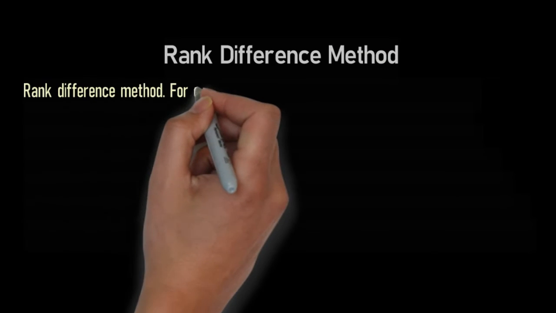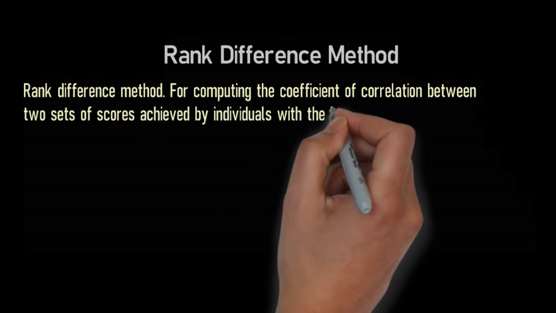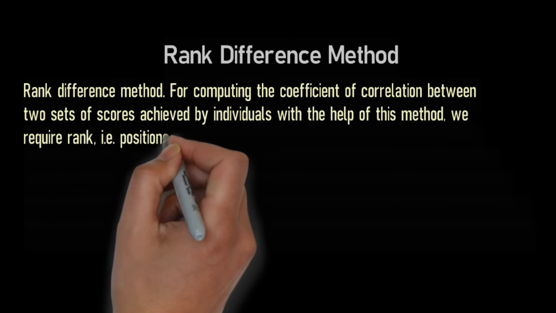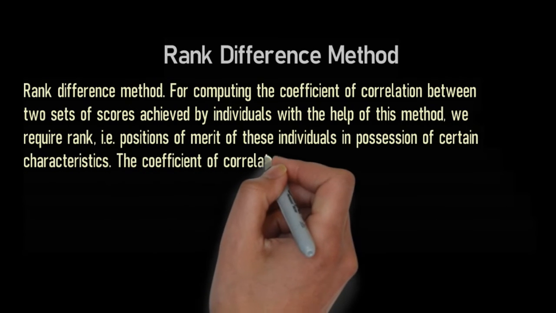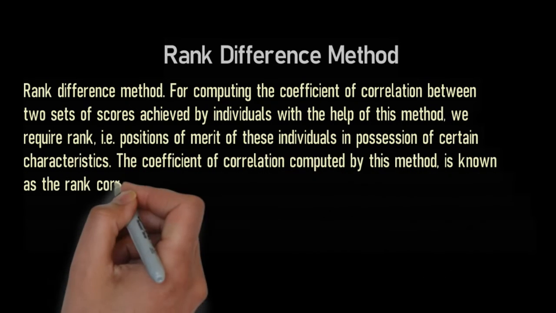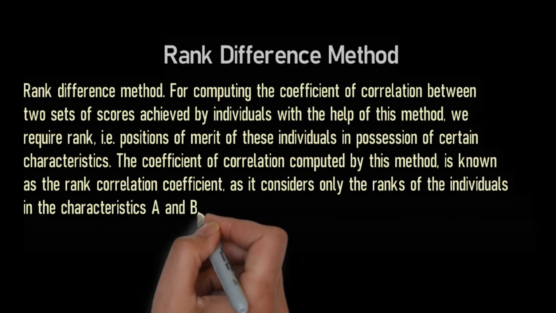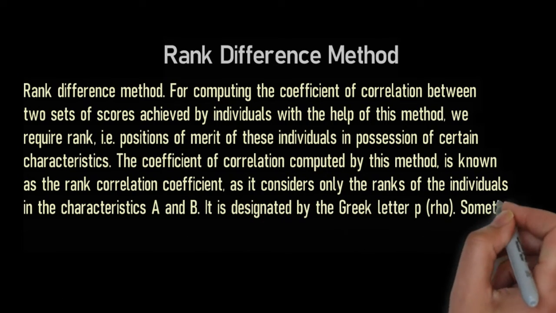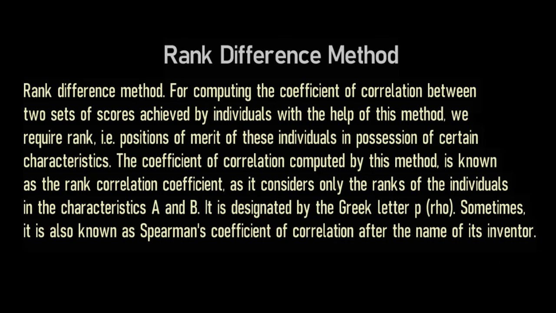For computing the coefficient of correlation between two sets of scores achieved by individuals with the help of this method, we require the rank, the position of merit, of these individuals in possession of certain characteristics. The coefficient of correlation computed by this method is known as the rank correlation coefficient. As it considers only the rank of the individual in the characteristics A and B, it is designated by the Greek letter rho.